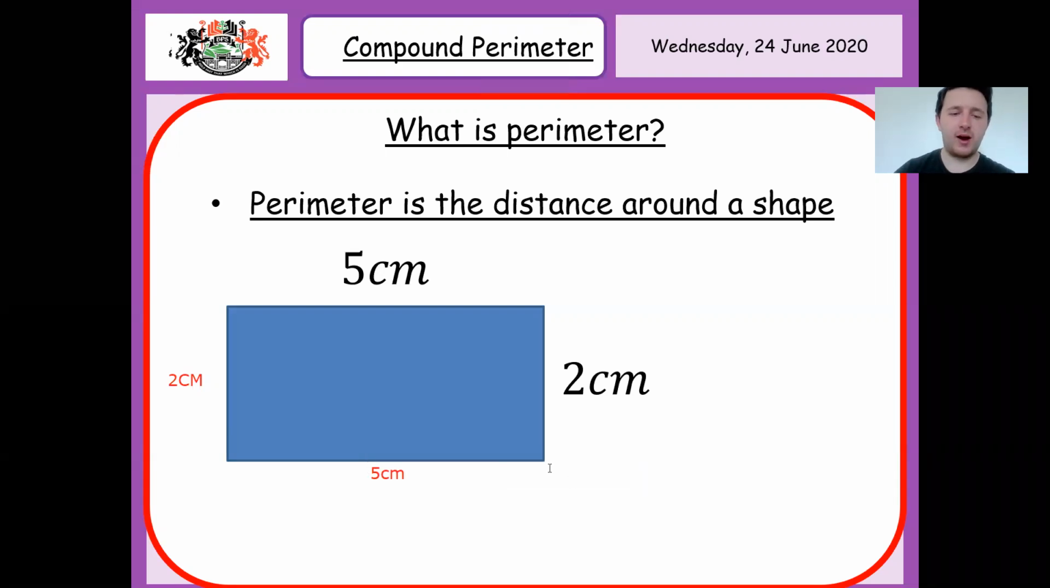So that's also 5. So actually, the perimeter of that shape is going to be 5 plus 2 plus 5 plus 2. If you work that out, 5 plus 2 is 7, plus 5 is 12, plus 2 is 14. And that is centimeters, and it is just centimeters. Why? Because it is a length.